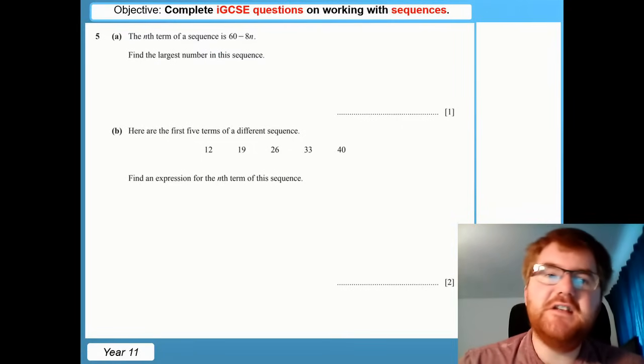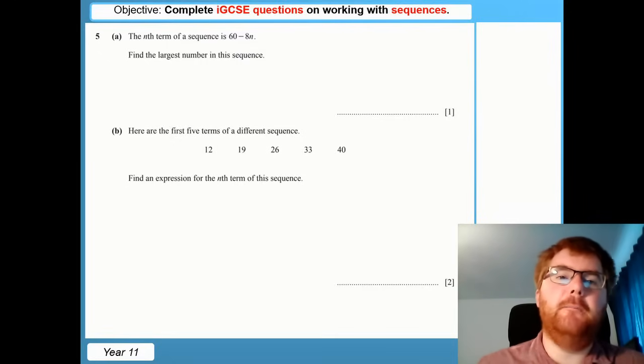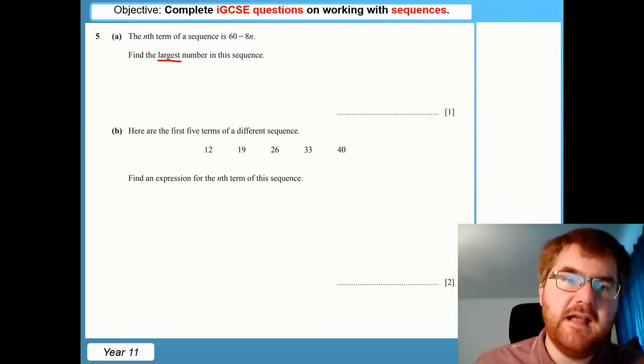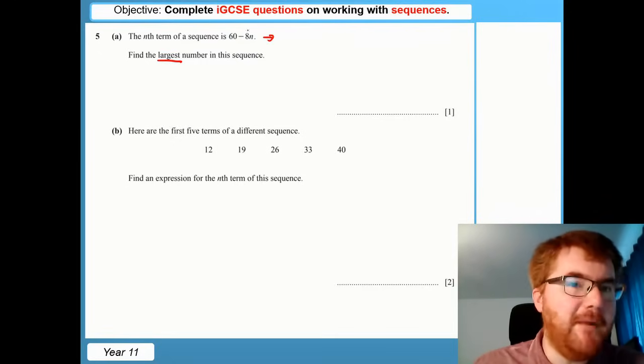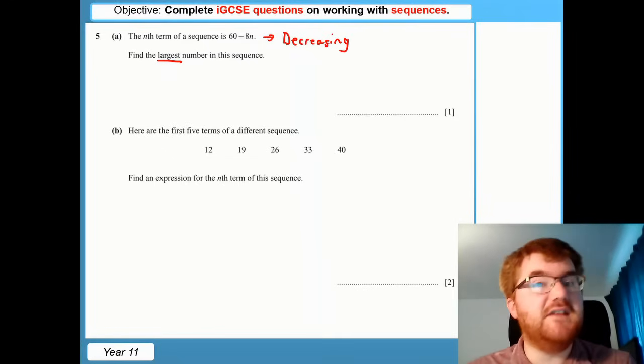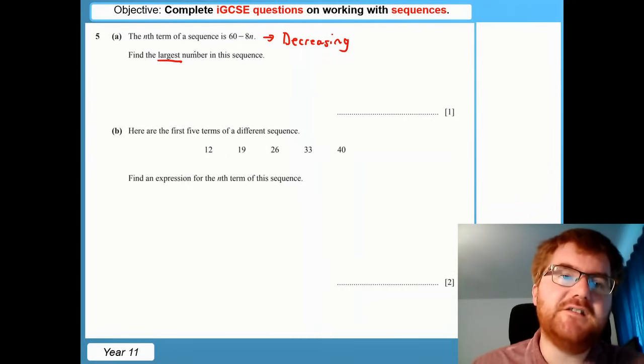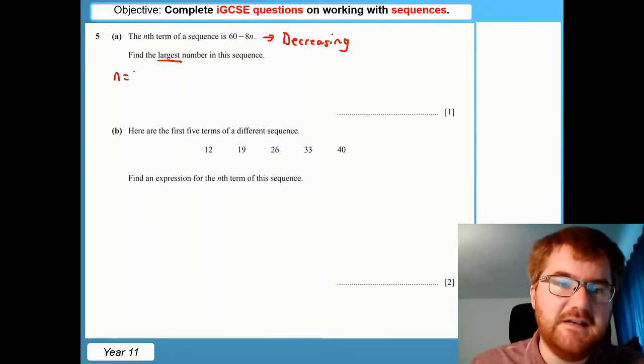So the nth term of a sequence is 60 minus 8n, and we want to find the largest number in this sequence. Now the first thing to notice, because we have a minus 8n here, it is a decreasing sequence. So if we find the first term of the sequence, that is going to be the highest number that it can be. And the first number in the sequence is going to be when n is equal to 1.